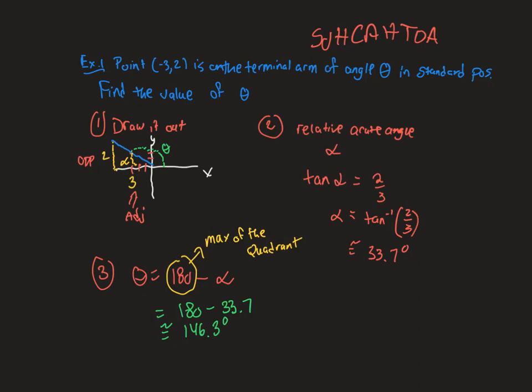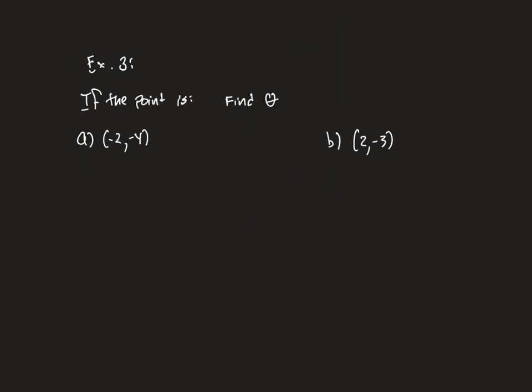Okay, so let's put up another example and have you guys try that out. For this example here, it's the same wording as the other example, so I didn't write the full wording, but basically it's supposed to say that the point, and it's two separate questions here. These are the 2 points, and they're both on the terminal arm, and the angle is in standard position. Find the value of theta. So I want you to pause it at this point and try the steps yourself here.